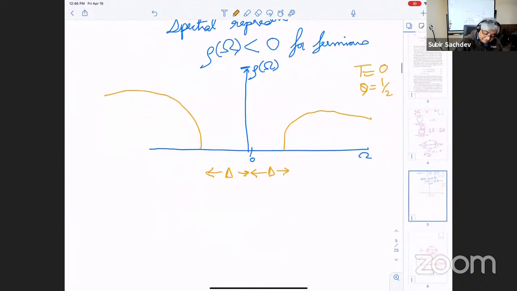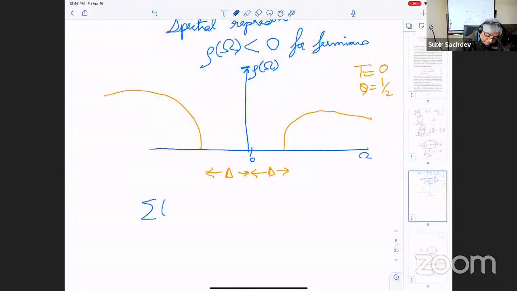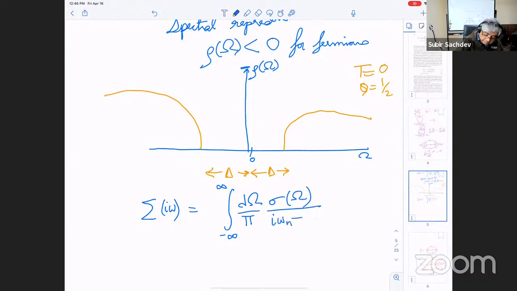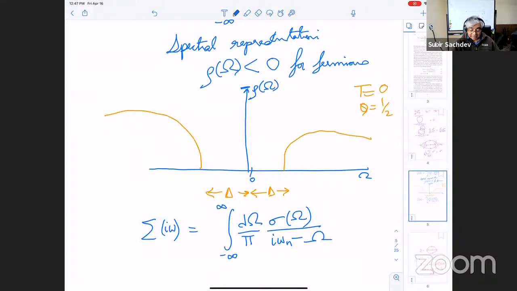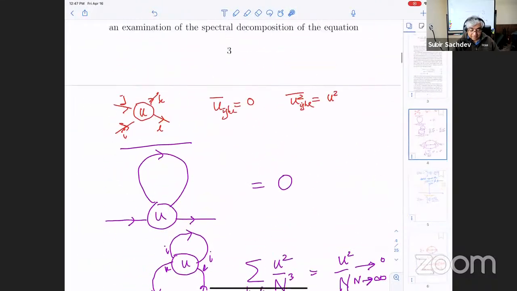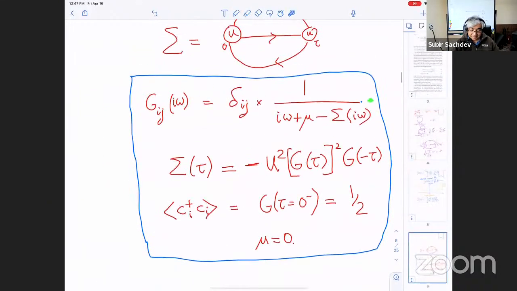And we can do the same thing for the self-energy. We can also write the self-energy in its own spectral representation. Okay. So now I made a guess that rho of omega has a gap and the value of the gap is delta. So what can I say now? Now let's go back to Dyson's equation. Now if I look at Dyson's equation, this equation, what can I say?